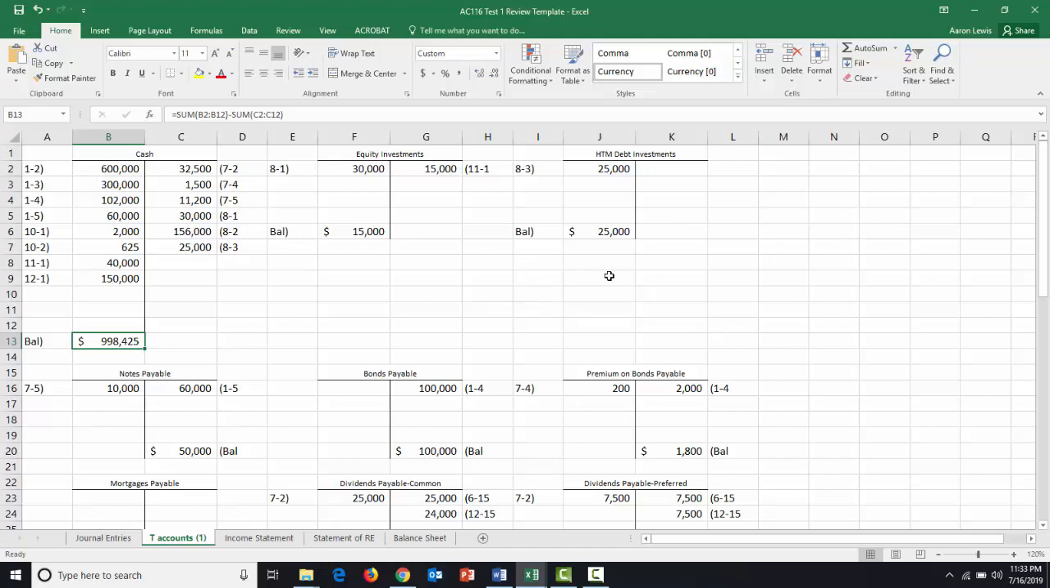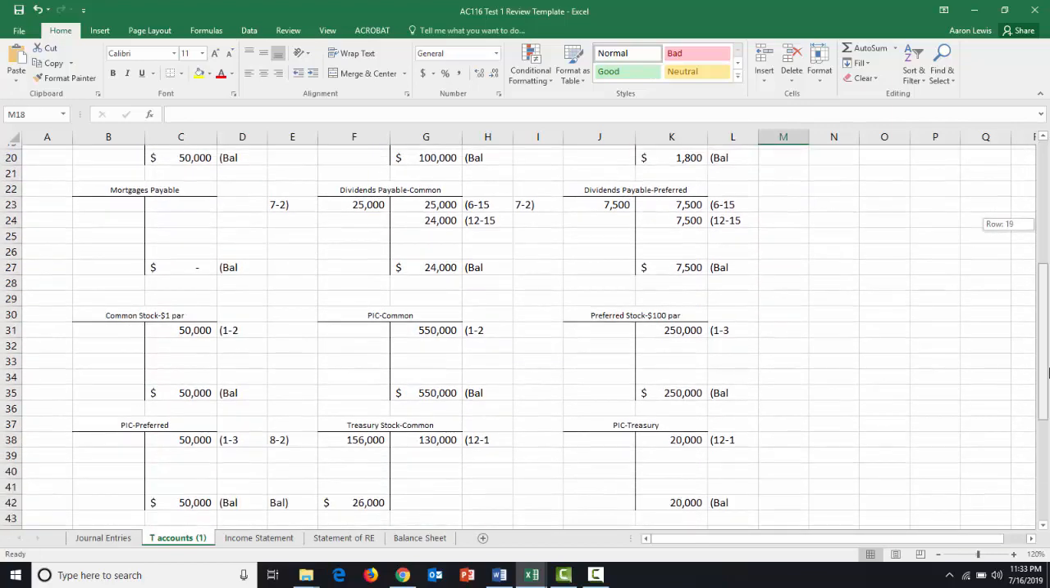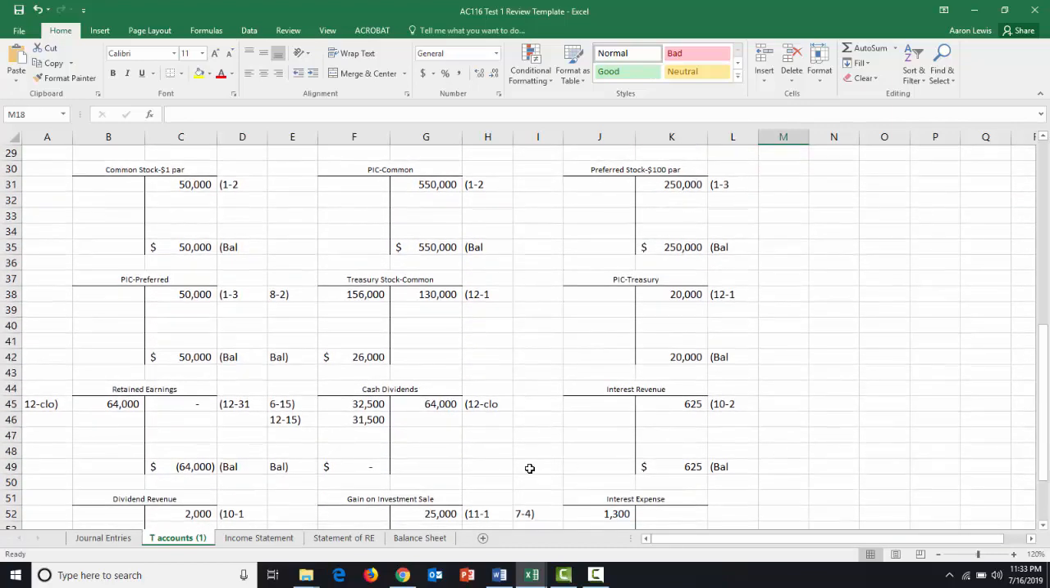Some of our accounts will be credit balances. Premium on bonds payable and bonds payable are both liabilities. They would have a credit balance, so you would add the credits, as I did here, and subtract out the debits. Scroll down really quickly so you can see all of the balances that we have. One of them is going to be a little goofy right now, which is retained earnings. Don't worry about it. We'll fix it when closing comes after we fill out our financial statements.